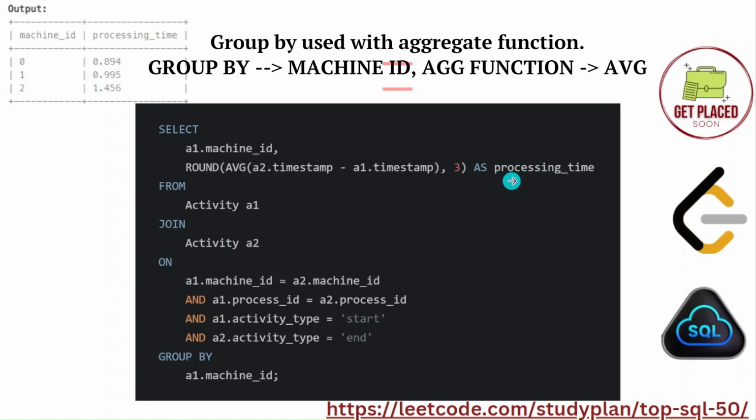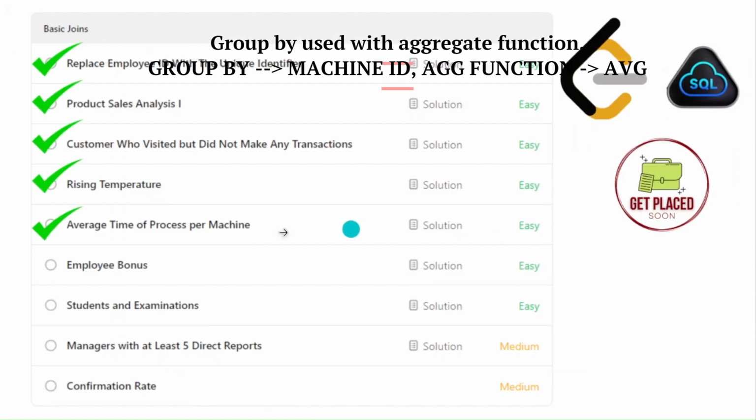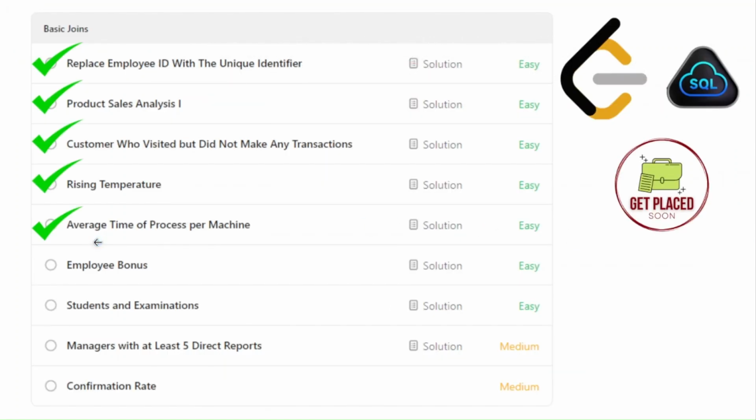So in the output, all the values will be mentioned under the processing_time column. This is how we solve this problem. Okay, I hope you understood. Now moving ahead, we are done with average time of process per machine. If you have any doubts, make sure you comment below.